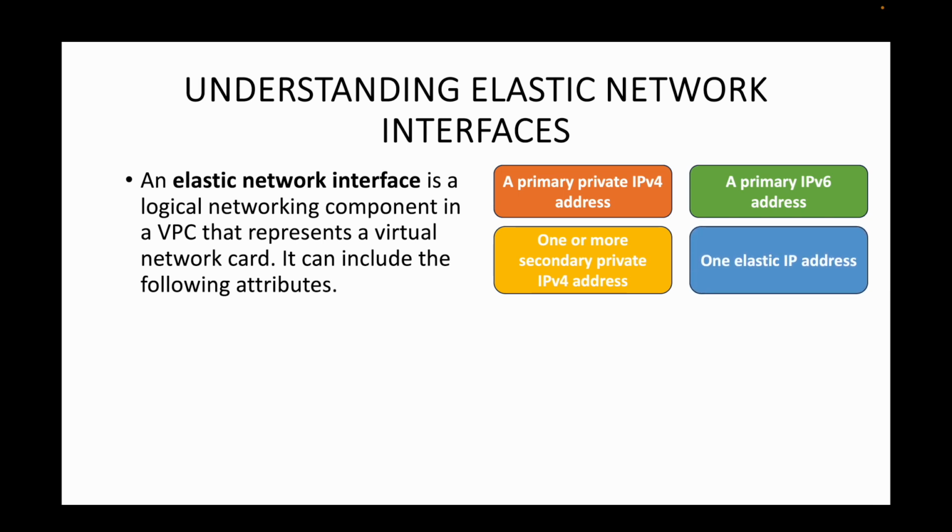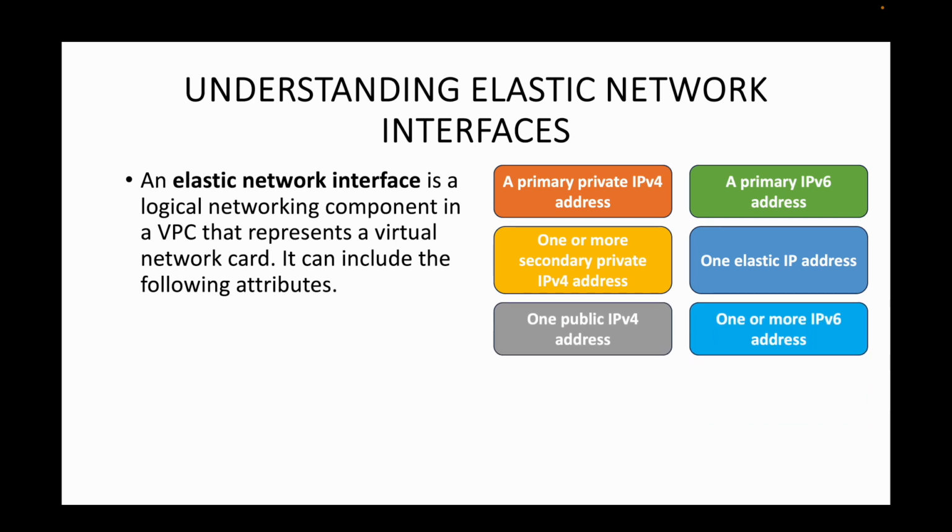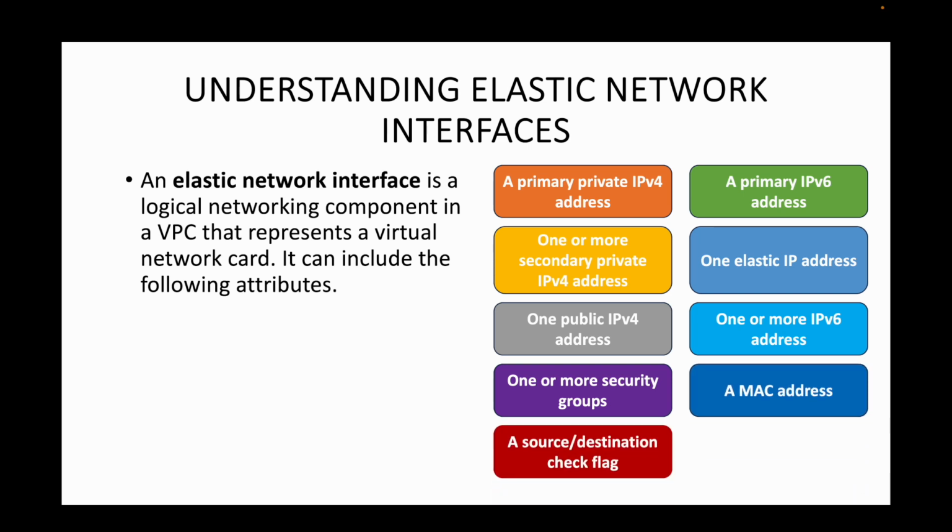It includes one elastic IP if available, one public IPv4 address, then one or more IPv6 addresses, one or more security groups, a MAC address, a source or destination check flag, and a description. So all this information will be available in your ENI, and that is why it is known as your network card for your EC2 instances.